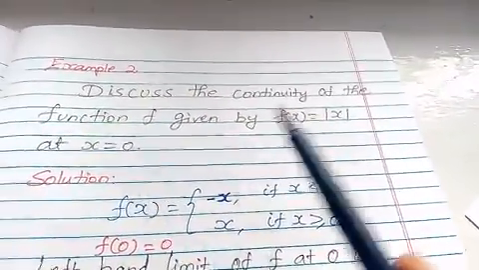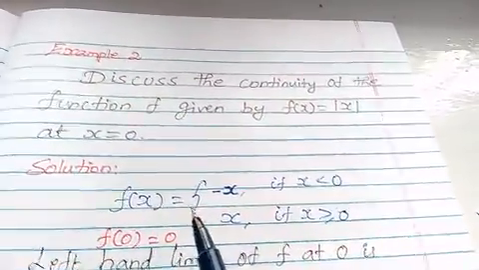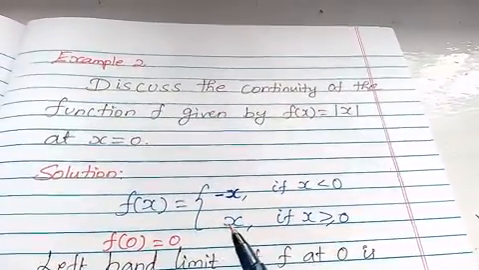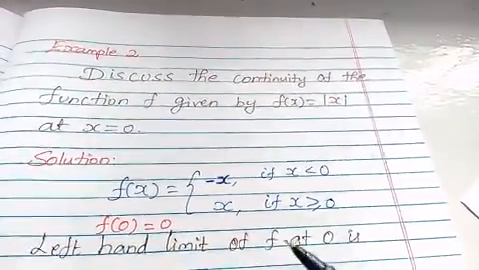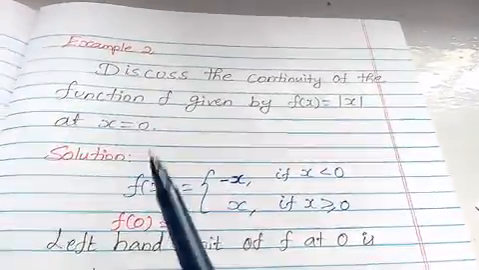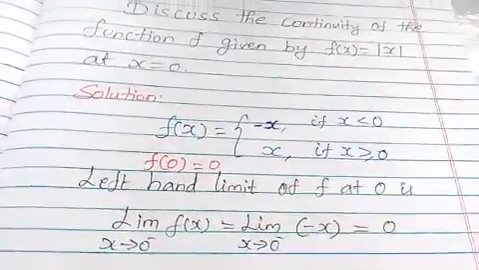So that condition, the given question is rewritten like this. F of x is equal to minus x if x less than 0. F of x is equal to x if x greater than 0. This is the meaning. First we need to find f of 0 because x is equal to 0. F of 0 is equal to minus 0 plus 0. There is no minus 0 plus 0. So f of 0 is equal to 0.